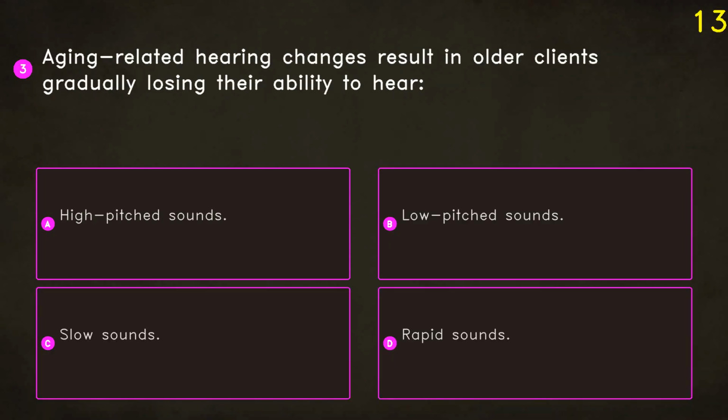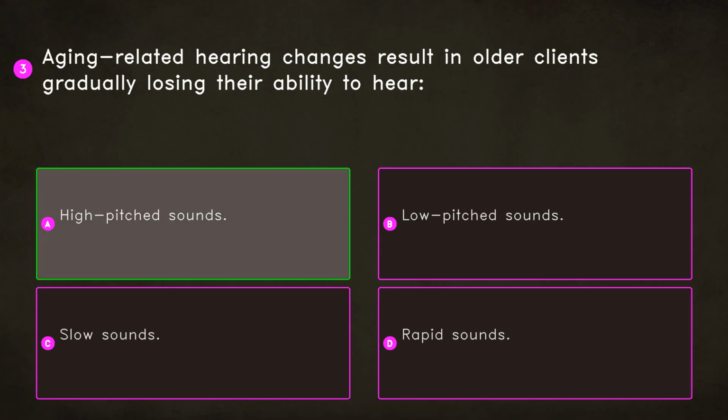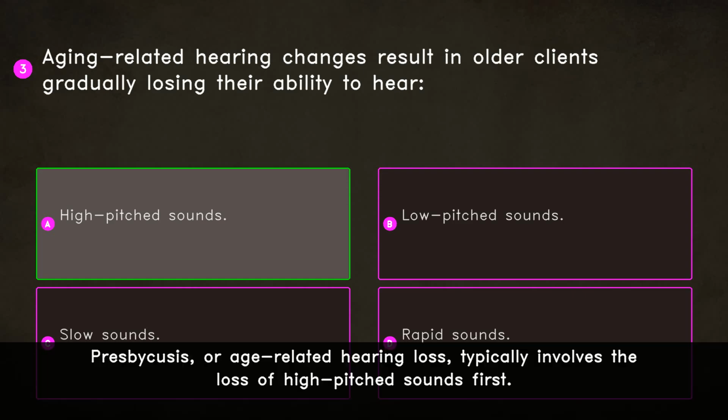Question 3. Aging-related hearing changes result in older clients gradually losing their ability to hear A. high-pitched sounds, B. low-pitched sounds, C. slow sounds, D. rapid sounds. The correct answer is high-pitched sounds. Presbycusis, or age-related hearing loss, typically involves the loss of high-pitched sounds first.